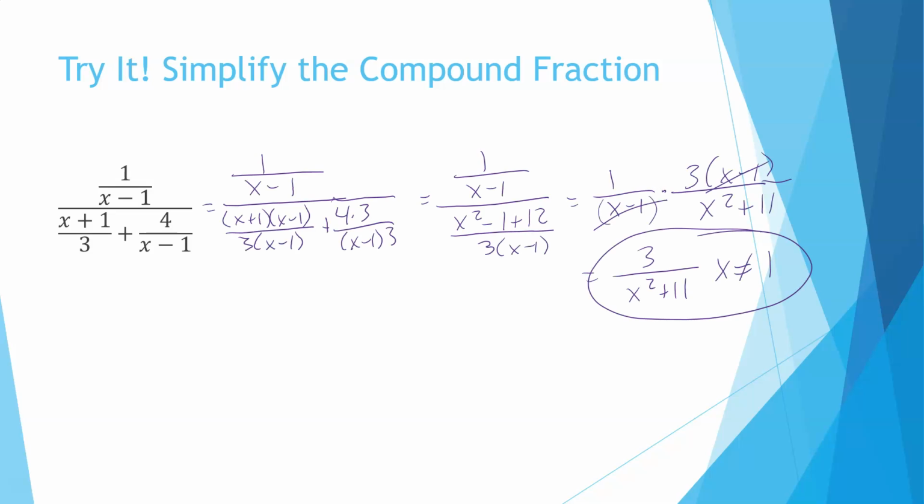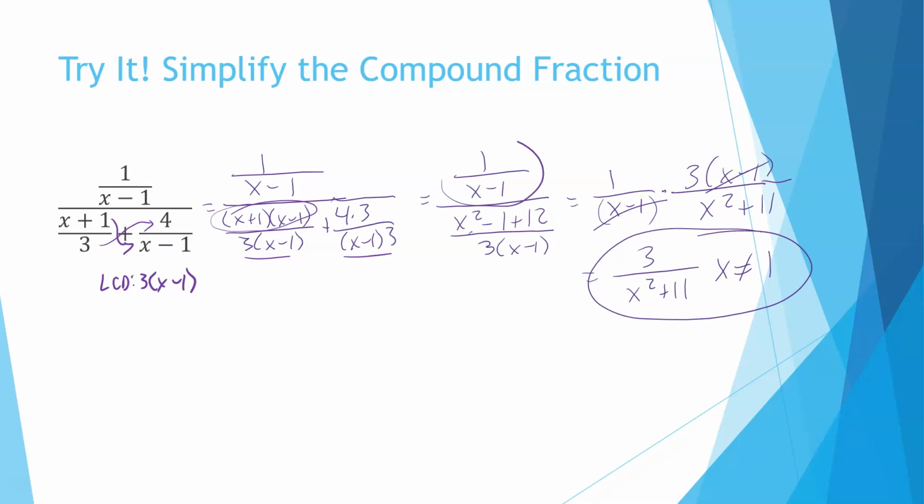So the top was fine, we didn't have to do anything with that. On the bottom, we can see that our LCD should be 3 times x minus 1. So I made each fraction have that. I had to multiply the top one by x minus 1 and the second one by 3. When I simplified the top, you can see I multiplied this out. I got x squared minus 1, but then plus 12. So x squared minus 1 plus 12 is x squared plus 11.